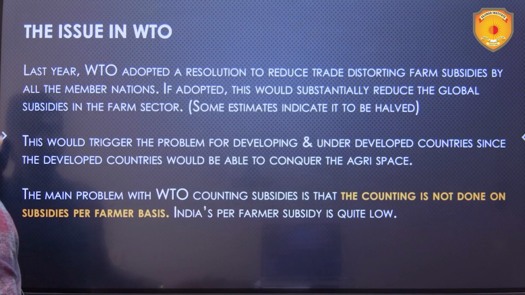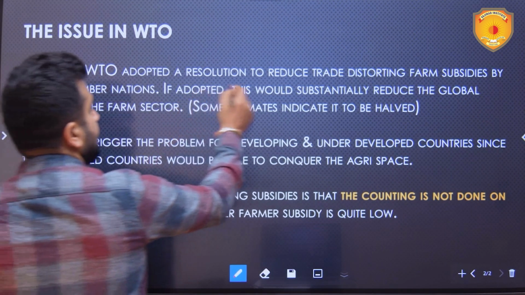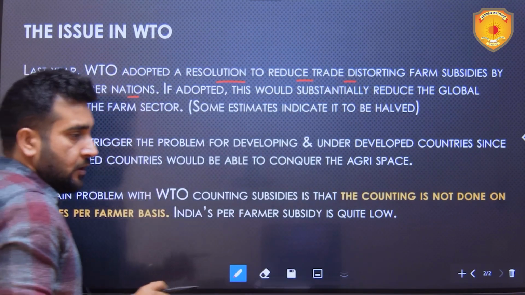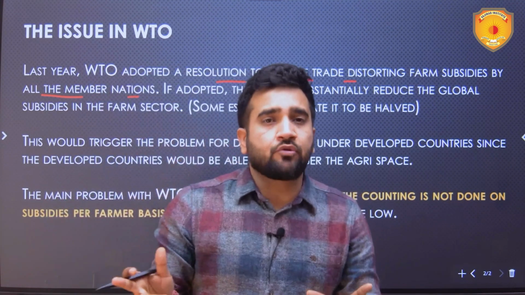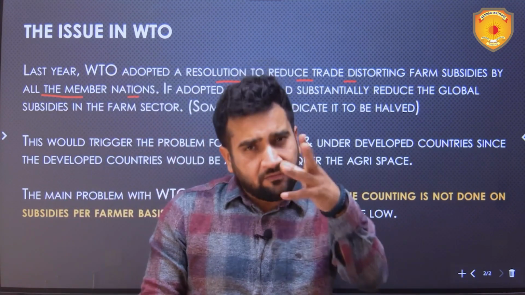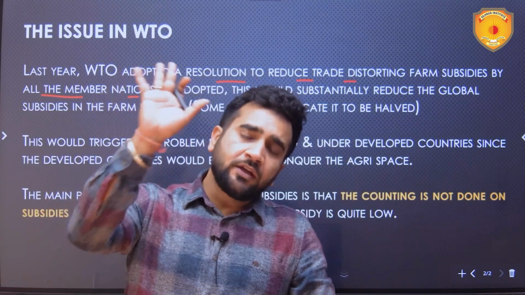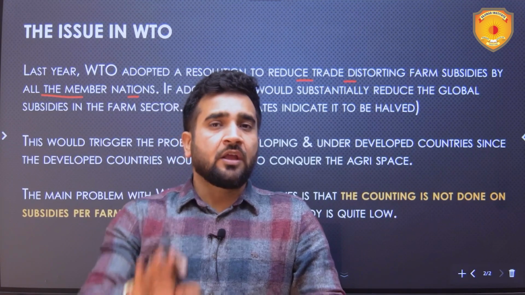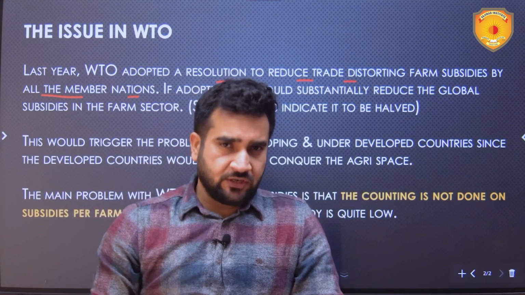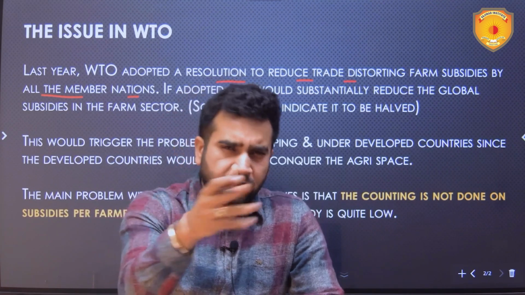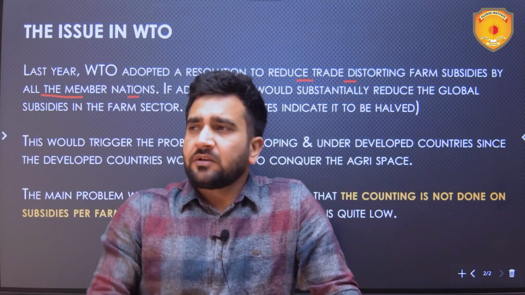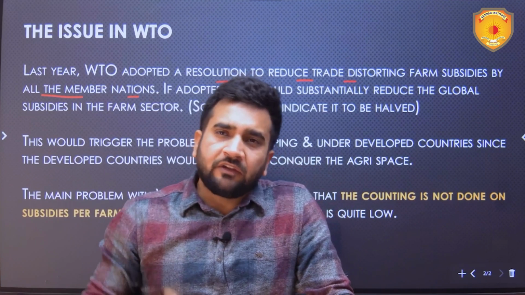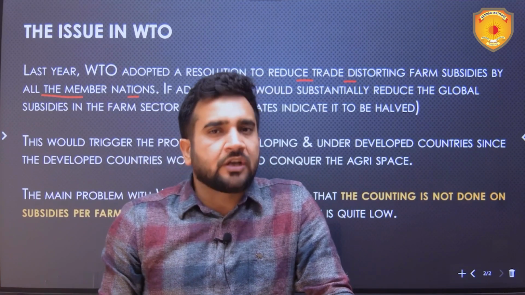Now the issue in WTO: last year WTO adopted a resolution to reduce trade-distorting farm subsidies by all the member nations. Now this is not actually the first time. WTO said we should look into this now, because in 2013 in Doha, in a WTO meeting, this issue was put to rest. There was a peace clause signed. What was that peace clause? We will see. It was put to rest, let the countries give as of now. But we need to find a solution.